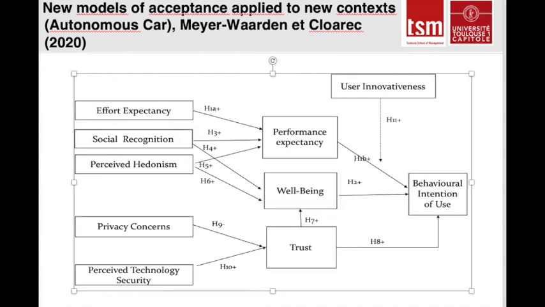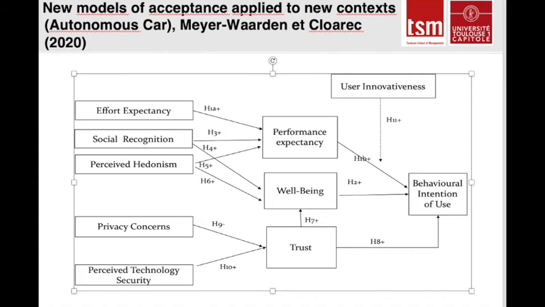As for the smart home, we introduce effort expectancy as an antecedent of performance expectancy, but also social recognition and perceived hedonism. So the easier the car is to use, the higher will be also the usefulness or the benefits of the cars. The more it brings social recognition, the higher will be the benefits or the performance expectancy. And the higher the perceived joy or hedonism, the higher will be the performance expectancy. You can see also that social recognition and hedonism have a positive impact on well-being, consumer well-being.